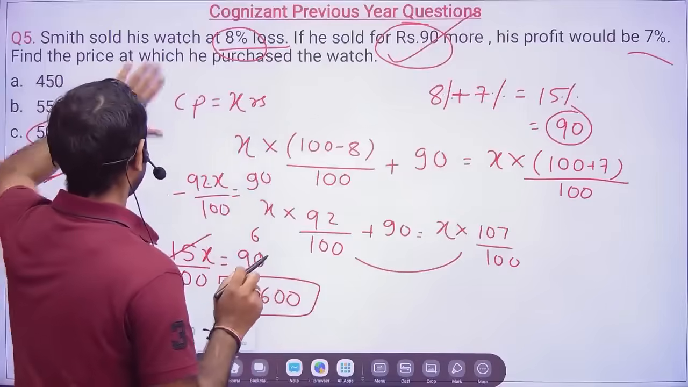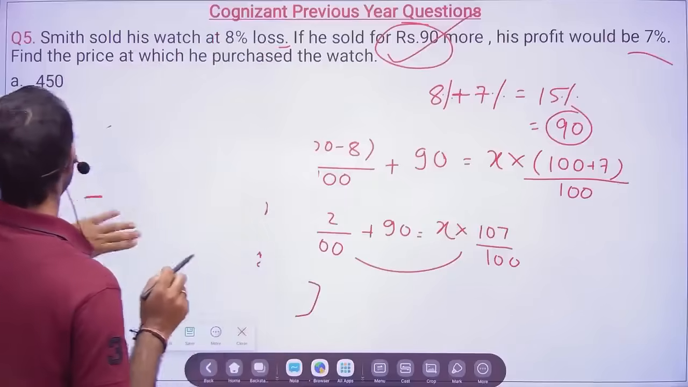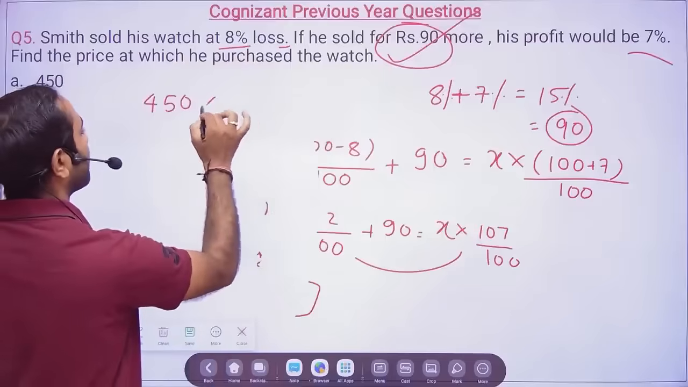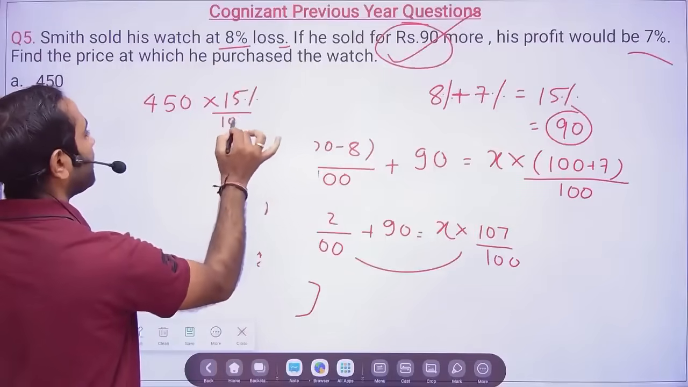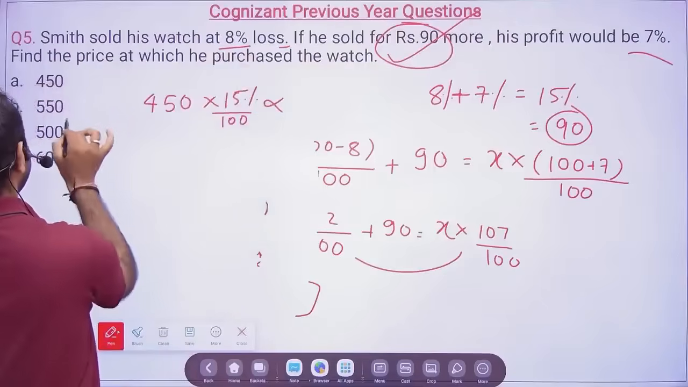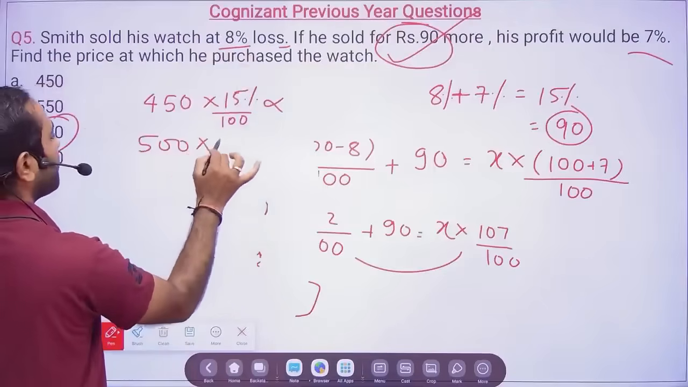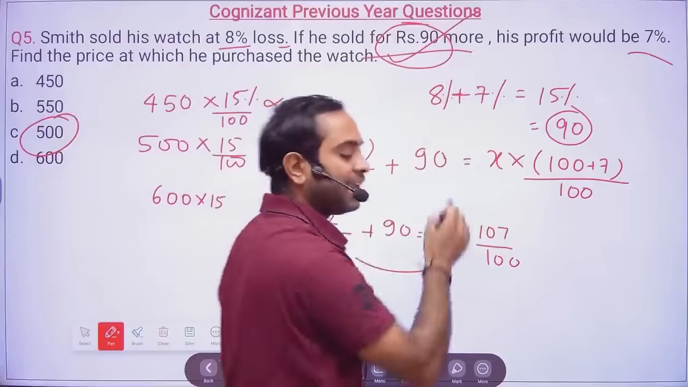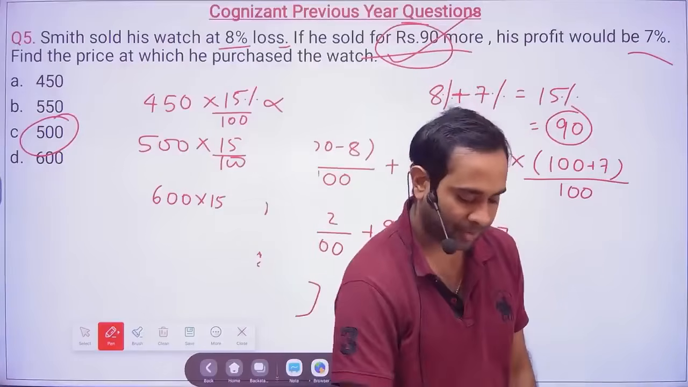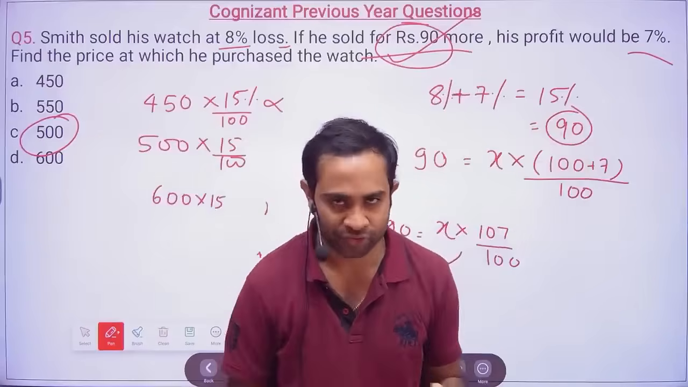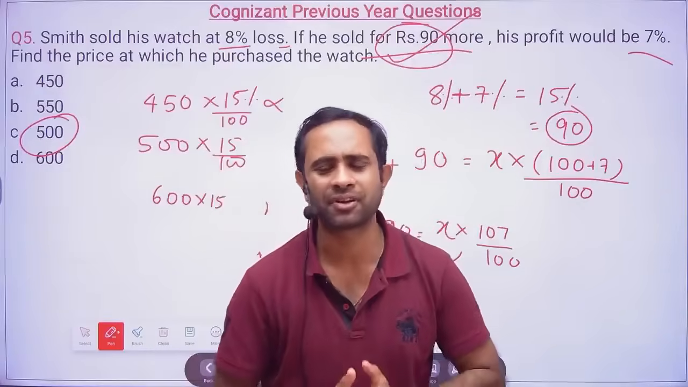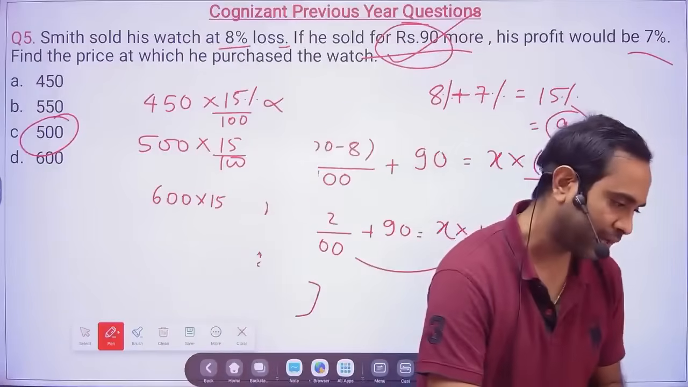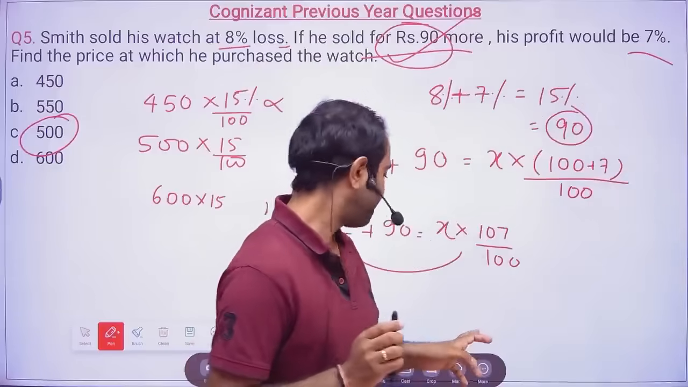Just by seeing the question, you could have done it. Okay. So let us take the options here and try to understand. 450: here it is 8% and there it is 7%, 15%. So is 15% of 450 equal to 90? No, sir. Okay. 500, 15% will be 75. 600, 15% will be 90. Even without using pen and paper, you could have simply answered the question. See, that is what you need to learn, my dear friends. If you learn that, you will be able to crack any examination.